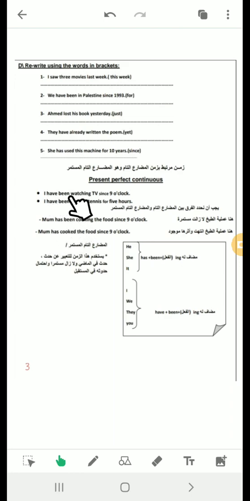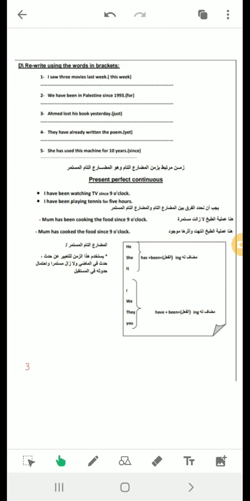Here, I have been watching. How many words in the verb? 3 words. Have plus been plus verb plus ing because it's continuous, watching. I have been playing. Have plus been plus verb plus ing. Mom has been cooking. Has plus been plus cooking. So, with he, she, it, has. With I, we, they, you, have. Plus been plus verb plus ing. This is the form of the verb. Again, the form of the verb has or have plus been plus verb plus ing.